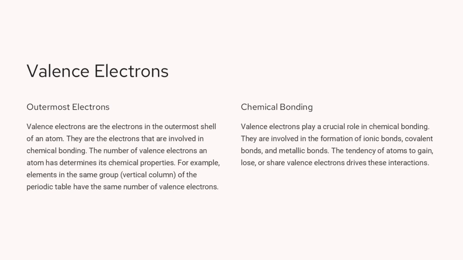Valence electrons play a crucial role in chemical bonding. They are involved in the formation of ionic bonds, covalent bonds, and metallic bonds. The tendency of atoms to gain, lose, or share valence electrons drives these interactions. Understanding valence electrons is key to understanding the fundamental behavior of atoms and how they interact with each other to form compounds.